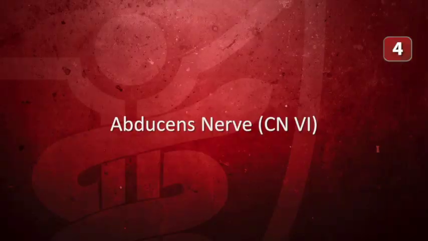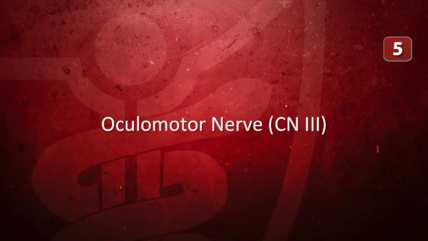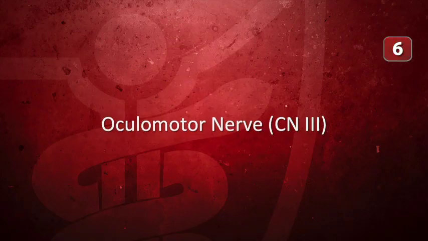Next, which cranial nerve is responsible for communicating motor information to the lateral rectus muscle of the eye? That's going to be the abducens nerve, number 6. Next, which cranial nerve is responsible for communicating motor information to constrict the pupil? That's going to be the oculomotor nerve, cranial nerve 3. Next, which cranial nerve is responsible for communicating motor information for accommodation? So that's focusing by changing the shape of the lens. That's going to be the oculomotor nerve, cranial nerve 3.